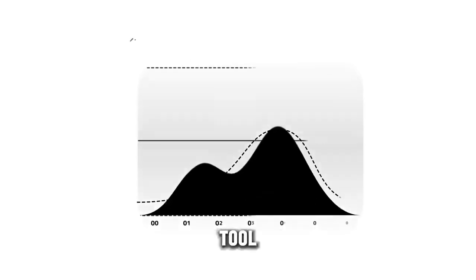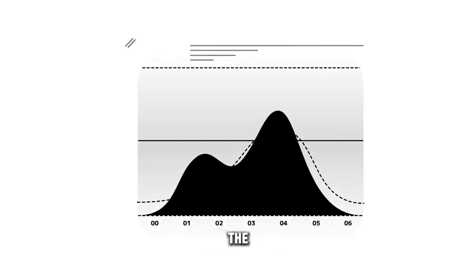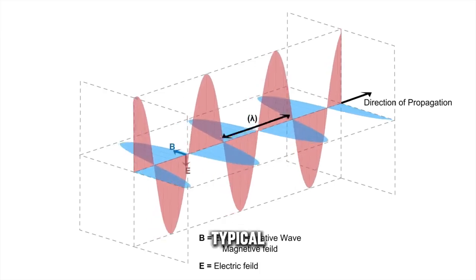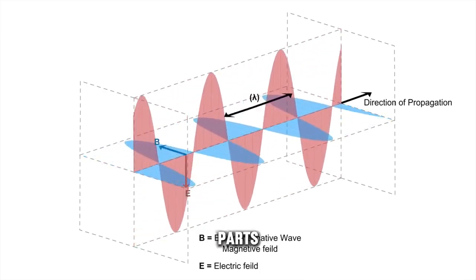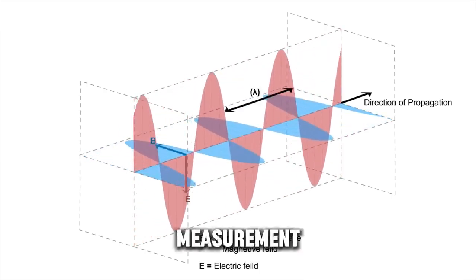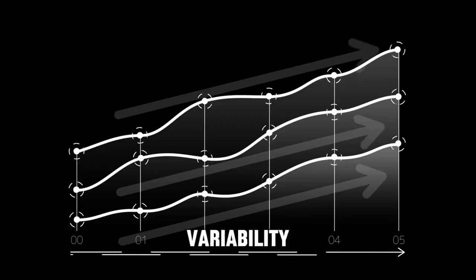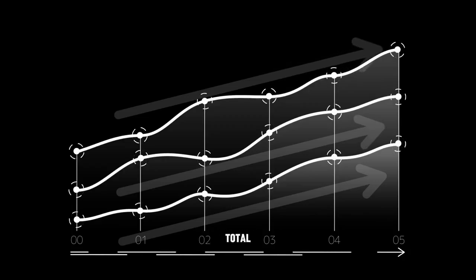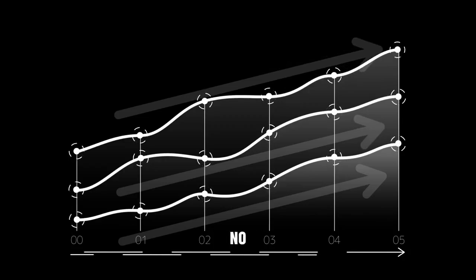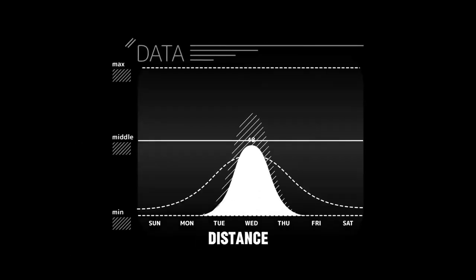The fundamental tool for this is the variogram. The variogram measures how similar two samples are on average based on the distance between them. A typical variogram has three key parts: the nugget, which represents measurement error and very small scale variability; the sill, which is the total variance where samples are no longer spatially related; and the range, which is the maximum distance over which samples are still spatially correlated.